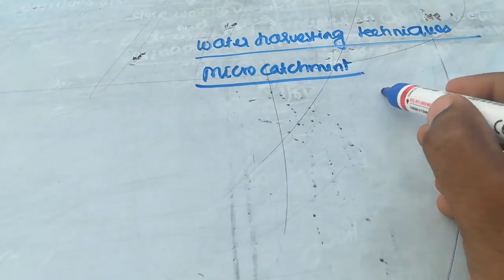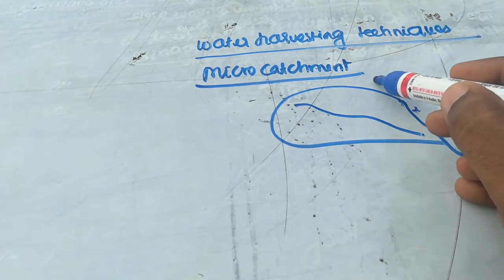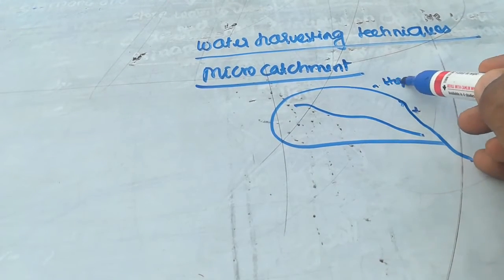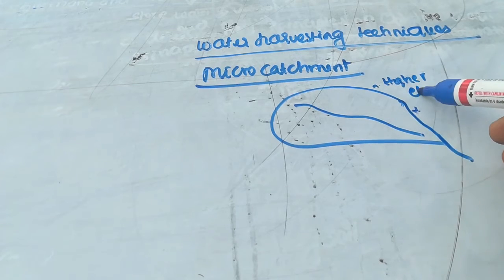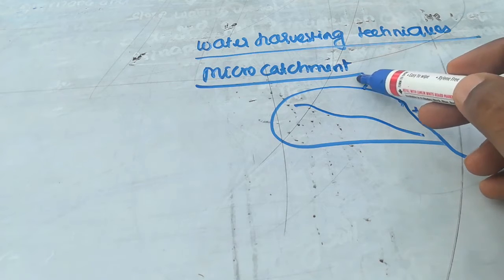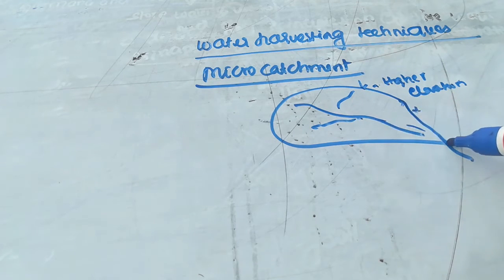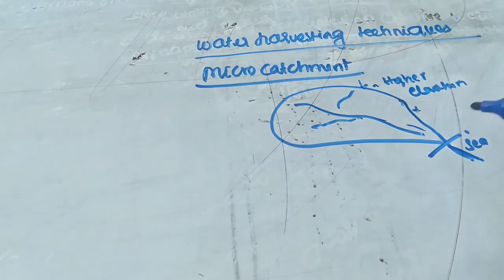So catchment means the total watershed, which is at a higher elevation. When rainfall comes here, all the water contributes into this river, and finally it reaches the sea, and this is the outlet. So here all the water is connecting to the sea.